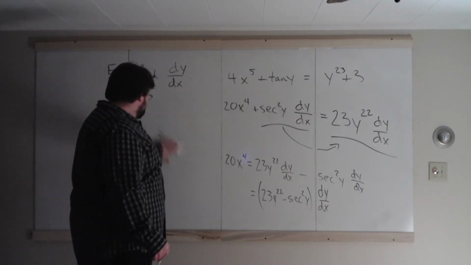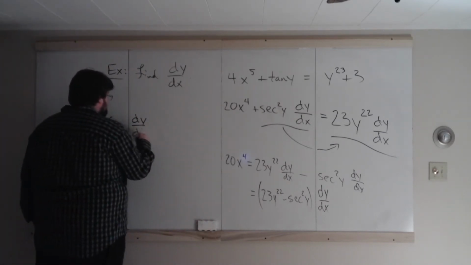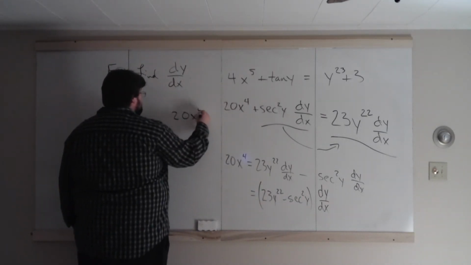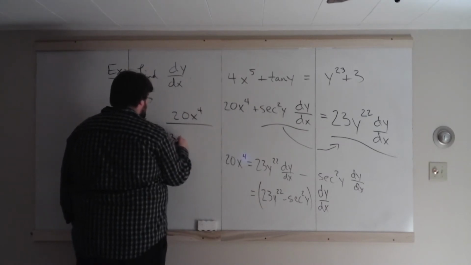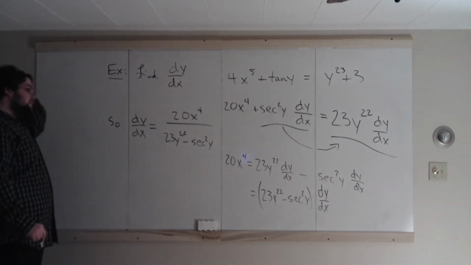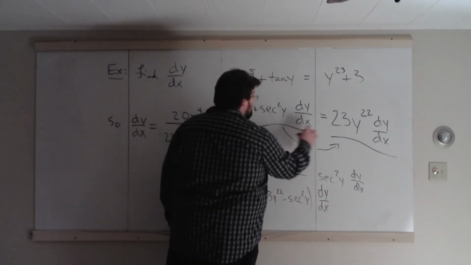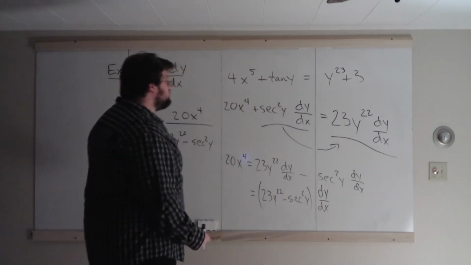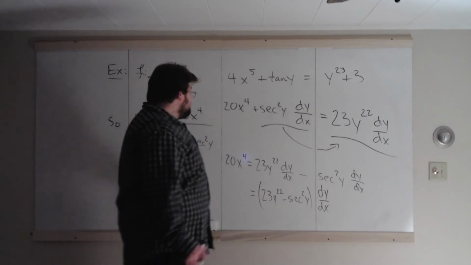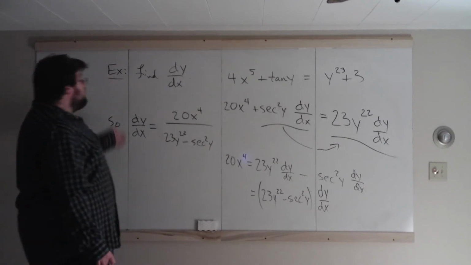I'm going to write my conclusion since I don't want to write on the wall. So I'll say, so dy dx, divide both sides by that, equals 20x to the 4 over 23y to the 22 minus secant squared of y. So all we did here was take the derivative with respect to x. In doing so, all these dy dx's showed up, and then we combined the things with dy dx, combined the things without dy dx, factored out a dy dx, and then divided. And we have this.